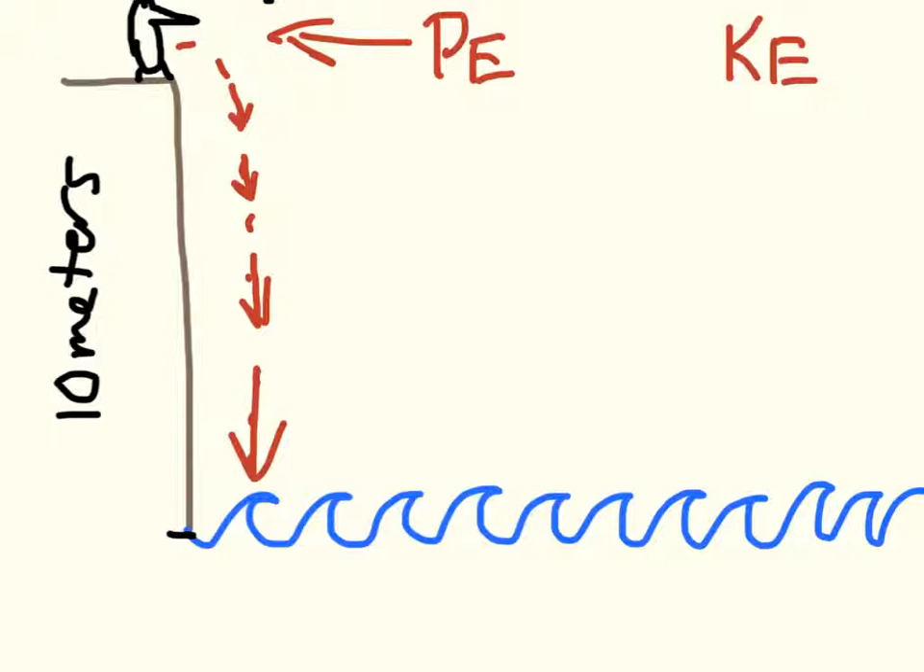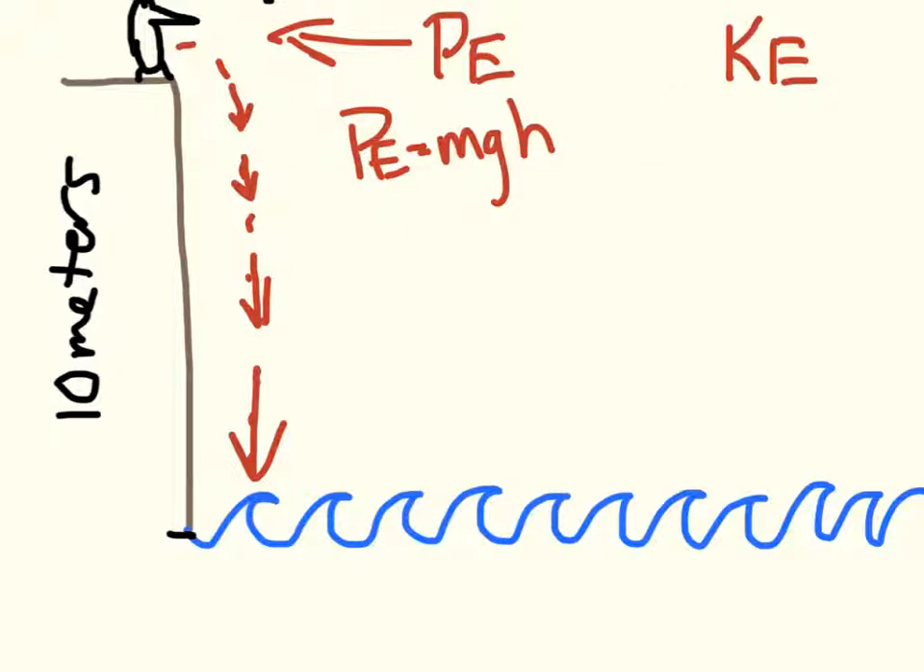Remember that potential energy equals mgh. So this is mass times acceleration due to gravity times height. The penguin's mass isn't going to change, and the acceleration due to gravity on Earth isn't going to change. But the penguin's height is definitely going to change. So as the penguin falls, height decreases, and potential energy decreases.